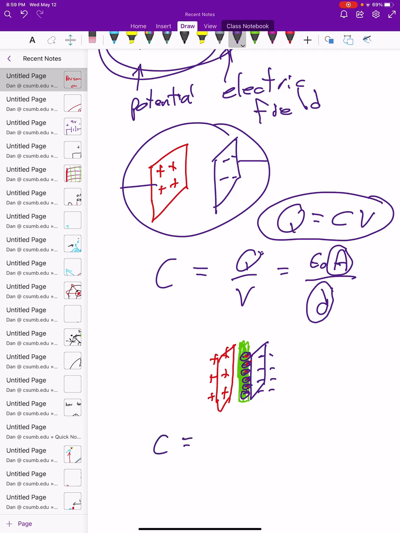So we come up with an expression for capacitance that's given by this dielectric constant, which I called kappa here, times epsilon 0 times A divided by d. That's the dielectric constant. The rest of the equation is the same. But it's a way to increase the capacitance of a capacitor.